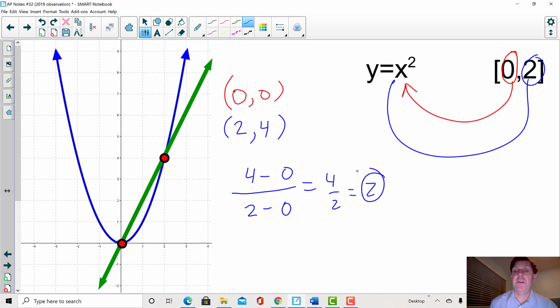Okay, the slope of the secant line is 2, and I want to set that equal to the slope of my tangent line, and that's just going to be the derivative. Our derivative of x squared is 2x. And if I solve this, I'm going to be able to find the spot where it happens. Okay, we divide both sides by 2.